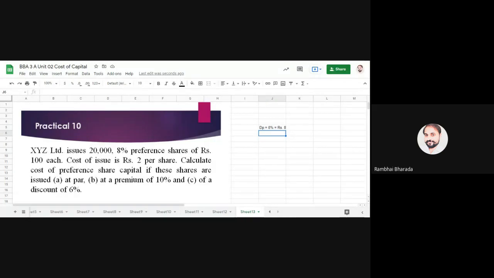Are we clear? एक ही क्वेश्चन में मैंने तीन क्वेश्चन कवर किए हैं. If I ask different questions, just asking about at a premium, at a discount or at par, I can create three questions from this question. Okay, so first of all, write down the formula. KP, cost of preference capital, is equal to DP divided by NP. Here, because the issue price or face value is given to you.